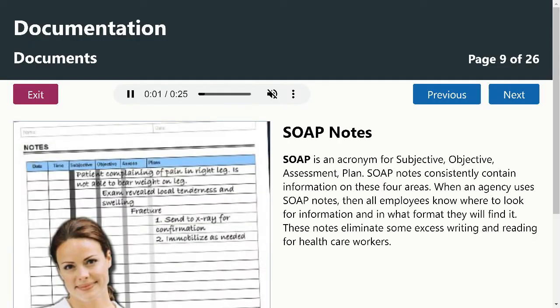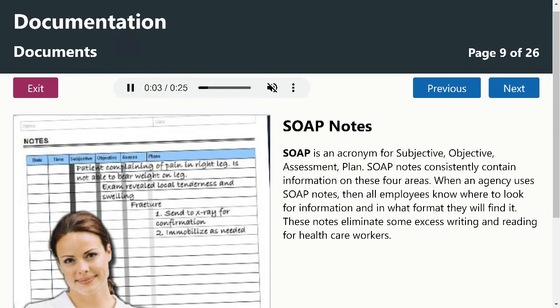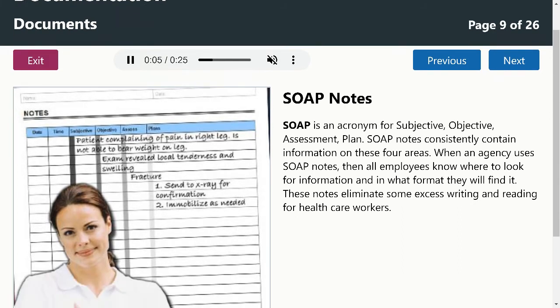SOAP notes. All right, so SOAP notes. SOAP is an acronym for Subjective, Objective, Assessment, Plan. SOAP notes consistently contain information on these 4 areas. When the agency uses SOAP notes, then all employees know where to look for information and in what format they will find it. These notes eliminate some excess writing and reading for healthcare workers.